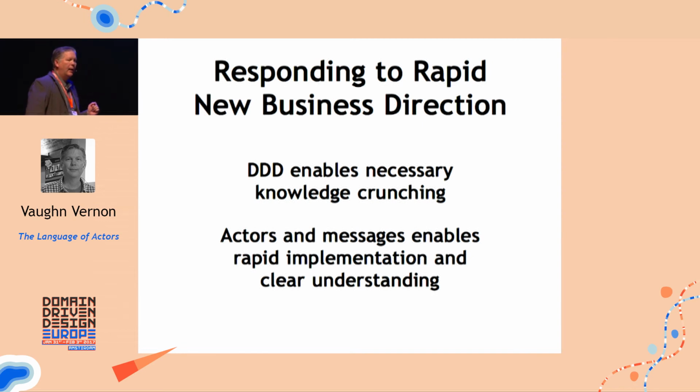So DDD, I think, enables us to do the knowledge crunching that's necessary, and have good throughput on all of the information that's necessary, and collaboration. But I think actors and messaging enables the rapid implementation of those new requirements. And it also allows for clear understanding. Now, Mel Conway this morning talked about domain experts not being able to potentially reason about the software. I think that there is a means with the actor model to help domain experts to more clearly understand and participate in the software design and development steps that are necessary with DDD.